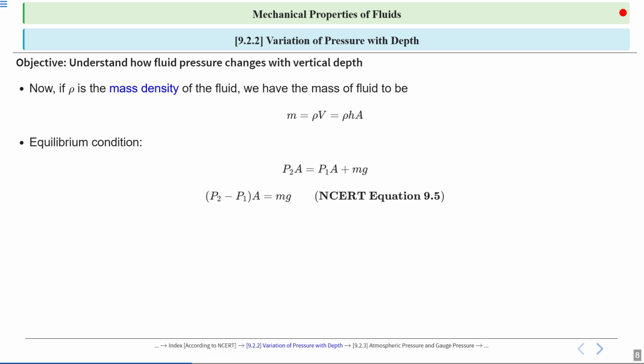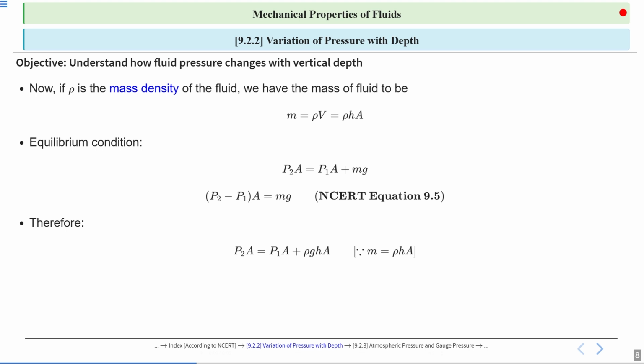So rearranging the equation gives us (P2 minus P1) into A is equal to mg, which is an important result from the equilibrium condition. So (P2 minus P1) into A equal to mg. It tells us that the difference in pressure between 2 points in a fluid is due to the weight of the fluid between those points. Therefore, we can express pressure difference in terms of density, gravity, and height.